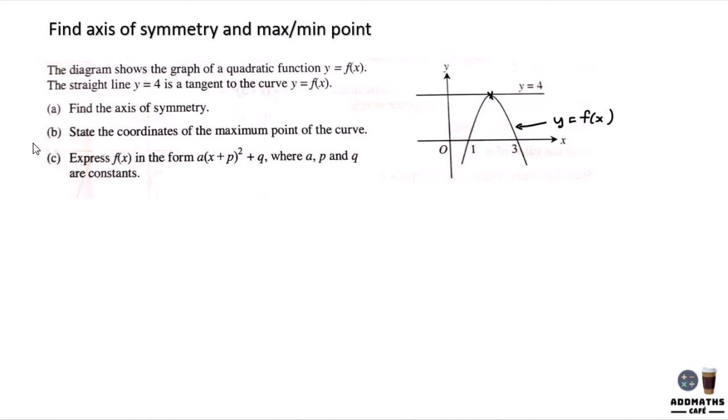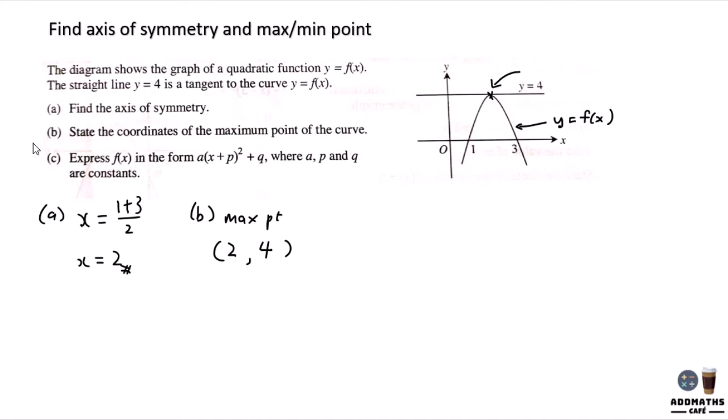So the axis of symmetry is the midpoint of the two roots. So use 1 plus 3 divided by 2, you will get x equal to 2. So this is your axis of symmetry. Just state it like this, it is enough. B, state the maximum point. To find maximum point, you already know the x value, which is 2. And how about y? Y will be your 4 because it is the topmost part, the maximum part of this curve. So y will be equal to 4. This is your maximum point.